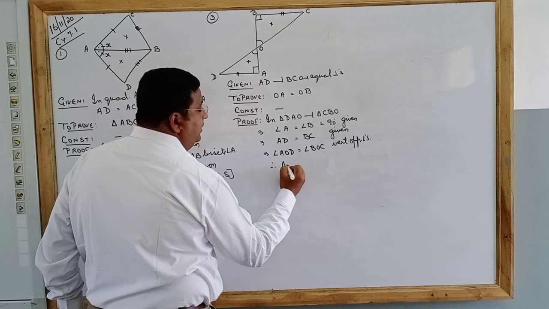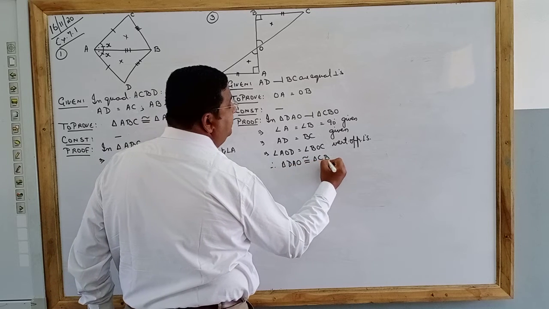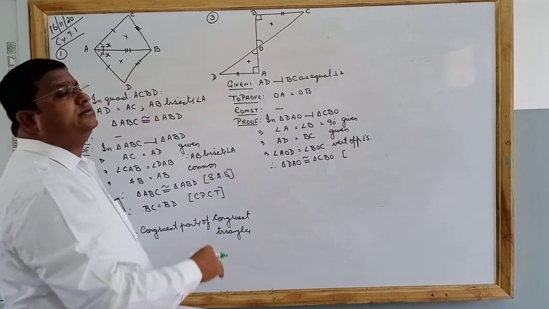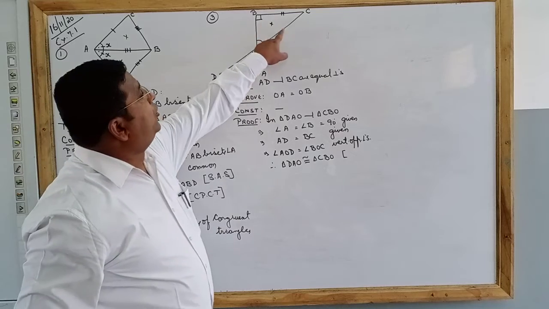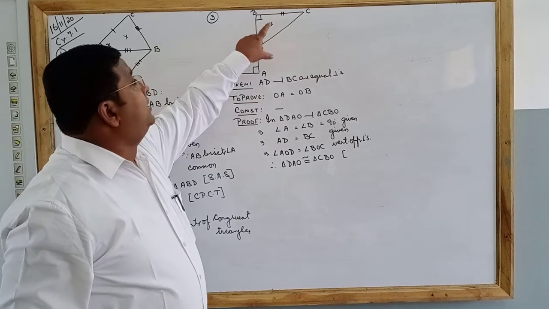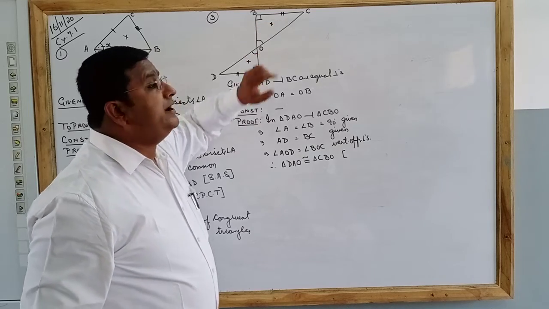So therefore, triangle DAO is congruent to triangle CBO by what congruency? Two angles are said. It is not RHS congruency. Why not RHS? Because the hypotenuse is not equal. Opposite to the right angle, this is the hypotenuse. Hypotenuse is not given equal. So one angle 90, another angle, and one side, it is not the included side.